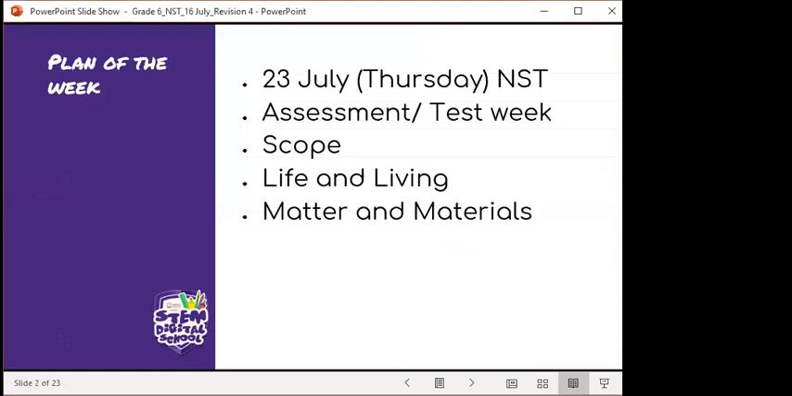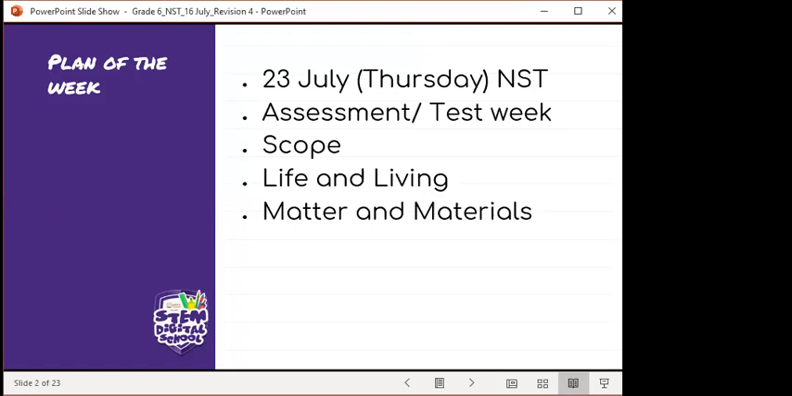Okay, so as mentioned, next week Thursday we're writing the Natural Sciences and Technology test. And I said that it is on life and living, as well as matter and materials. So all the topics under life and living, as well as all the topics under matter and materials. And that is why, guys, this week we have been doing revision. So this was also a means of actually studying.